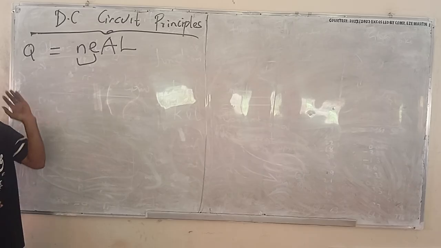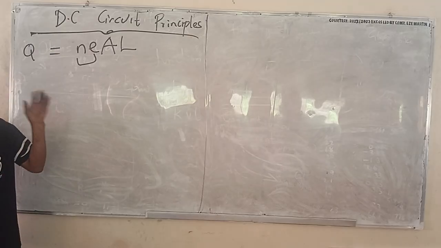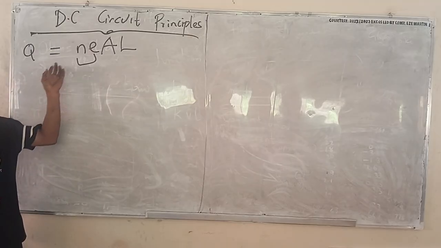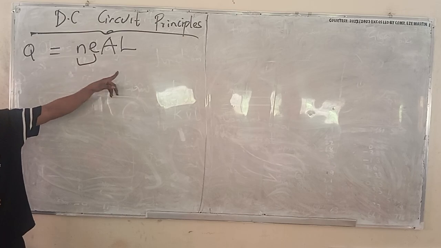Just note this is constant. For the whole of this session, the whole of everything we are going to be doing under electricity, have it in mind that it's not just going to be Q equals NE, but Q equals NE and the area of the wire and the length of the wire.